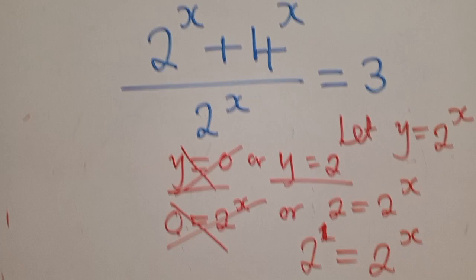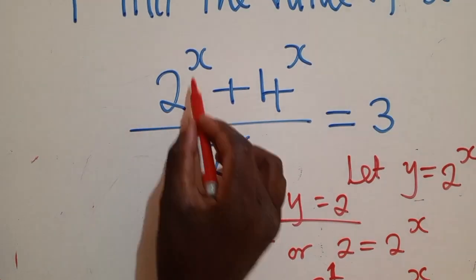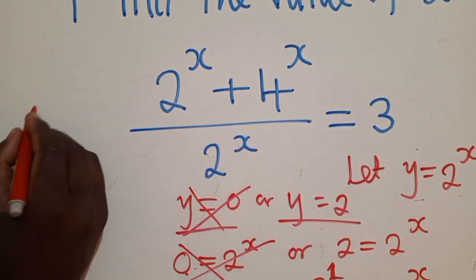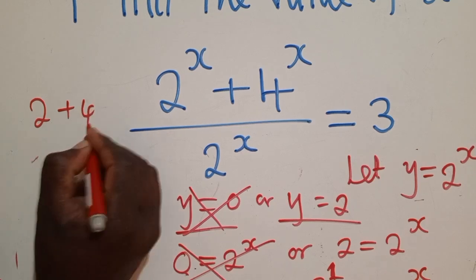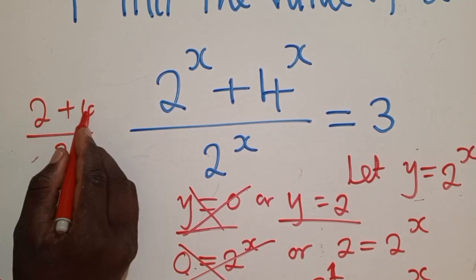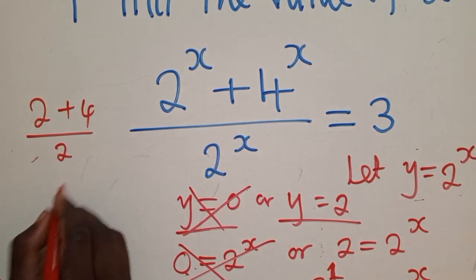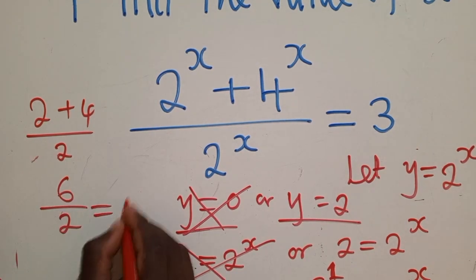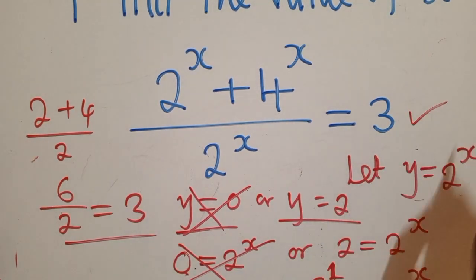If you want, you can substitute. When you substitute a 1 here, 1 here, 1 here, you're going to have 2 plus 4 over 2. So 2 plus 4, it's 6 over 2, it will give us a 3. And this is what we have right here.